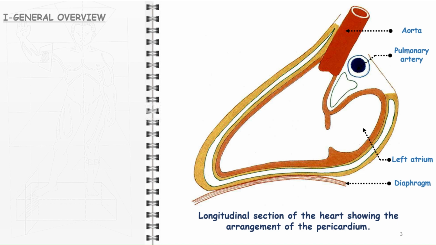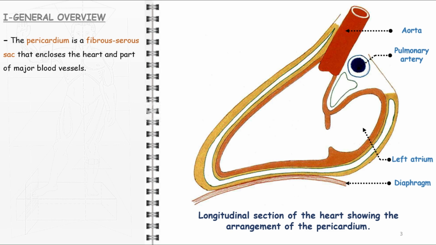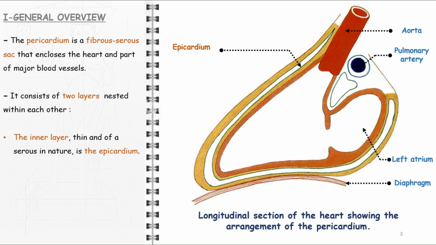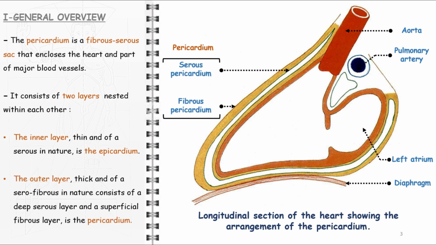The pericardium is a fibroserous sac that encloses the heart and part of the major blood vessels that enter or leave it. It consists of two layers nested within each other. An inner layer, thin and serous in nature, is the epicardium. And an outer layer, thick and serofibrous in nature, consists of a deep serous layer and a superficial fibrous layer, is the pericardium.